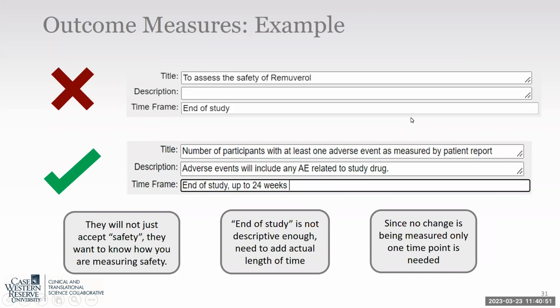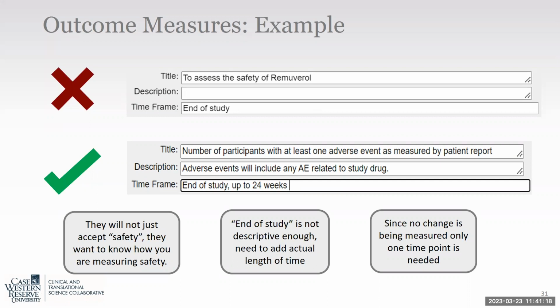Another bad example of an outcome measure would be to assess the safety of removerall, and then the time frame would be end of study. ClinicalTrials.gov will not accept this as written. They want to know, how are you assessing safety of removerall? A better outcome measure is number of participants with at least one adverse event as measured by patient report. That is how we are assessing the safety of removerall.